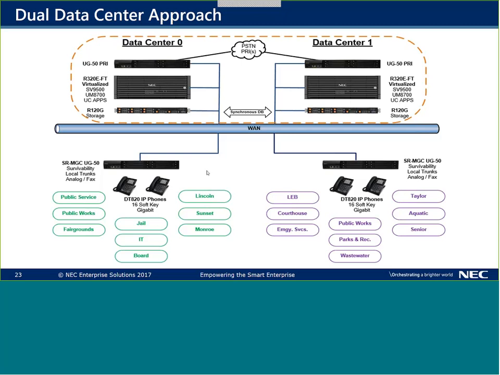What these folks have chosen to do is divide the sites roughly 50-50 in the environment, but just be aware that if the entire data center 0 is to go dark completely, all of the services down here, all the phones, all the trunks will all be running off of data center 1. So we call this the dual data center approach. This uses both the geo-redundancy capability and the UG50.